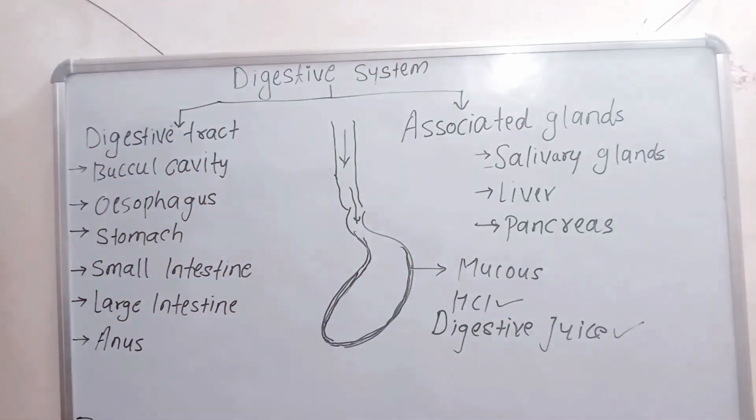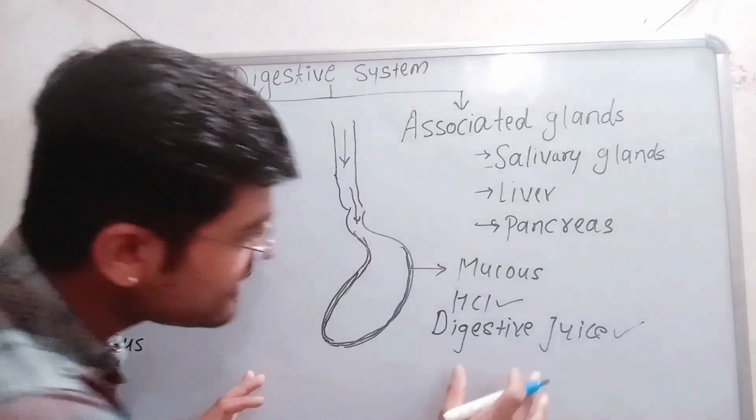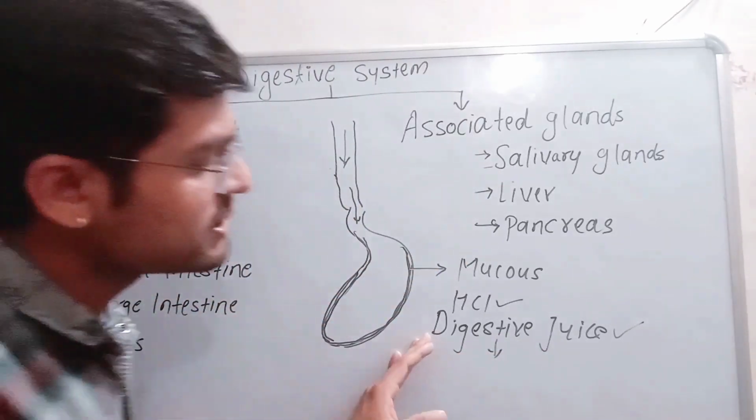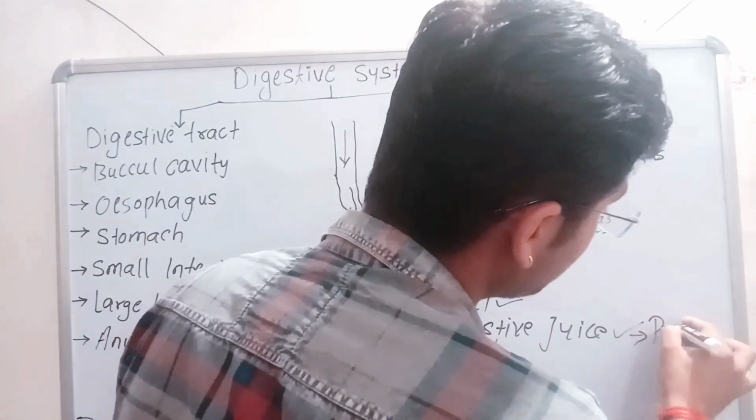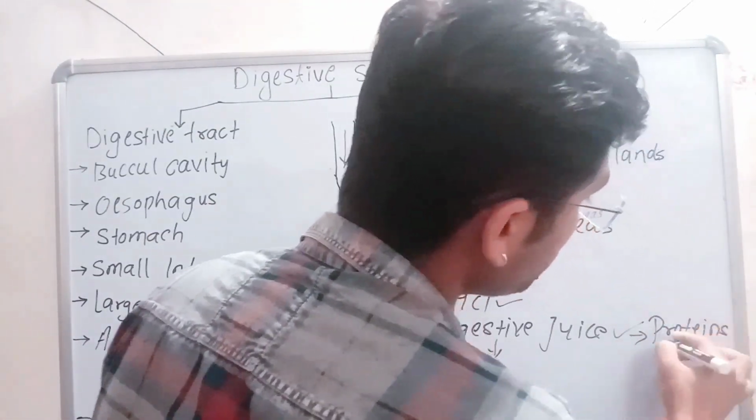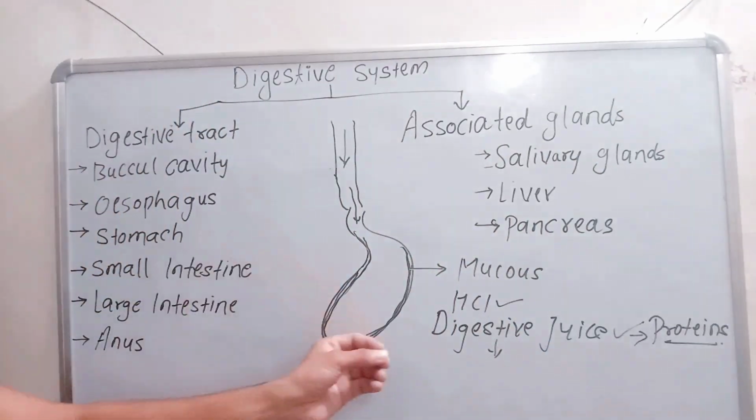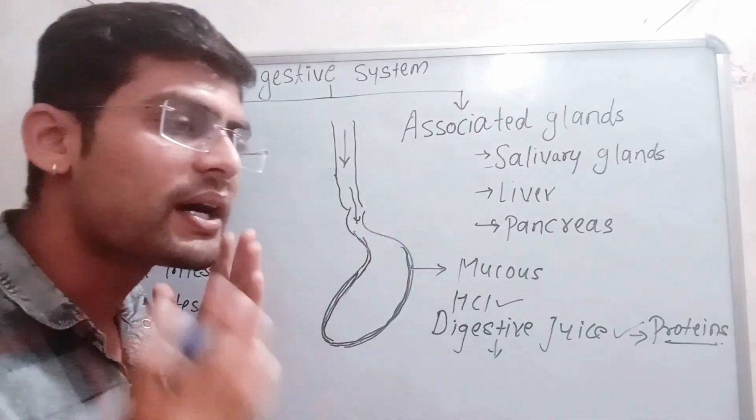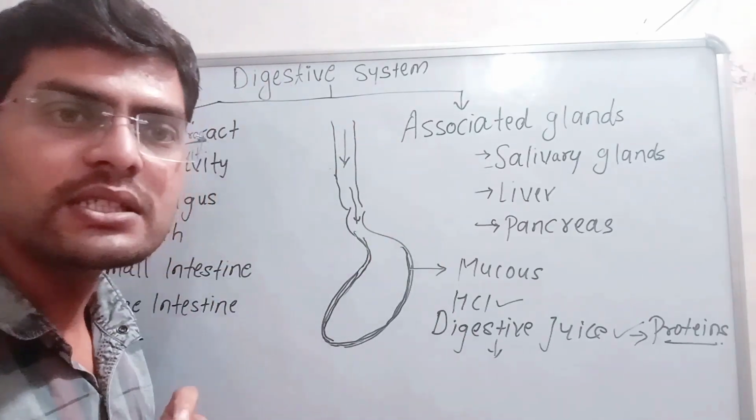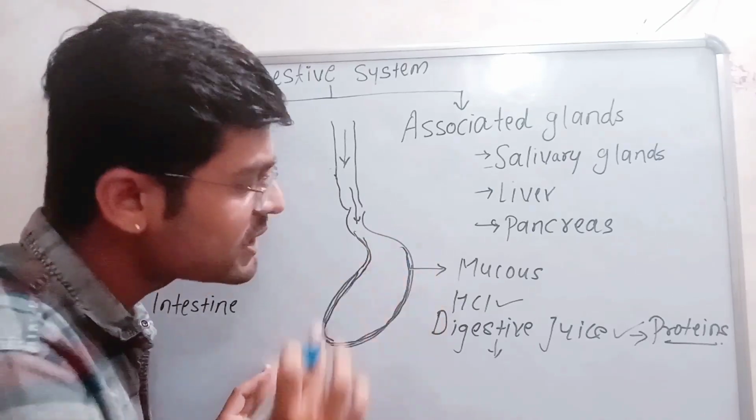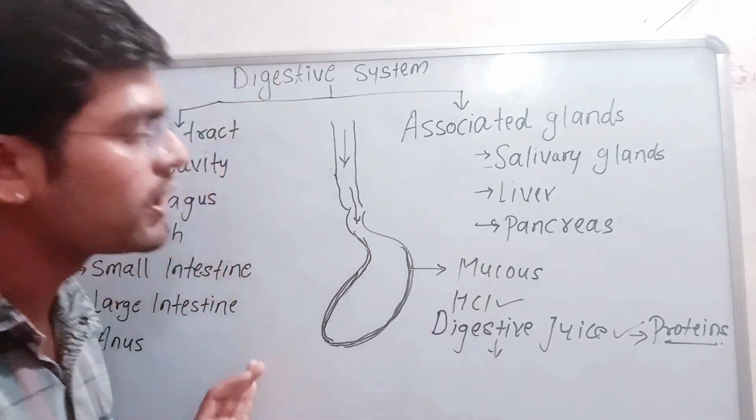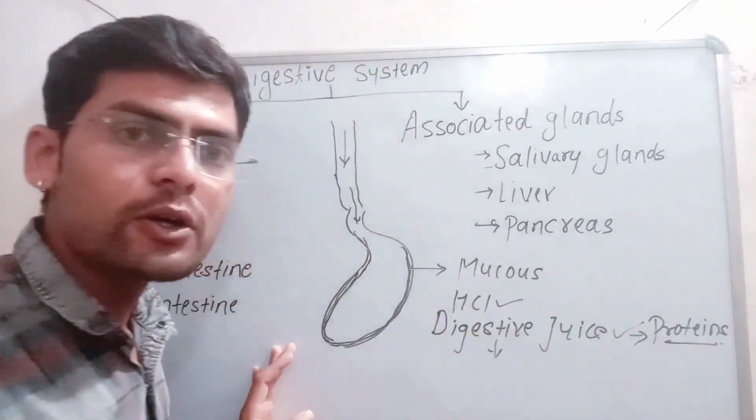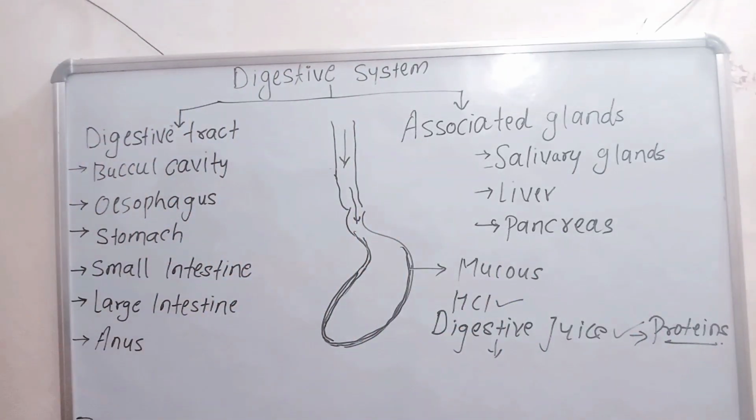Now the digestive juices of the stomach digest mainly protein. So in our stomach mainly proteins get digested. What we have learned: in our buccal cavity digestion of starch happens. Now food moves into our stomach, and in our stomach digestion of proteins happens. Now the work of the stomach is finished.